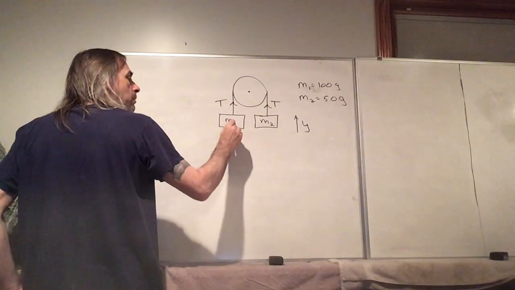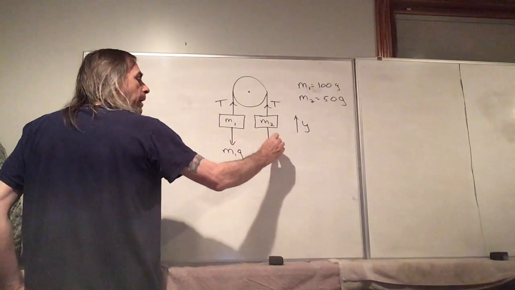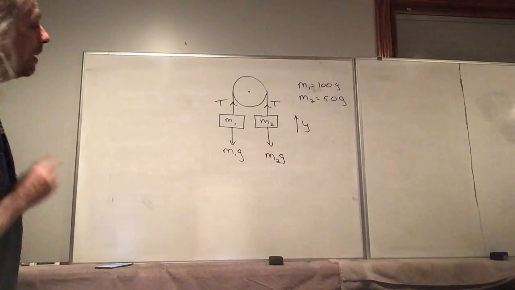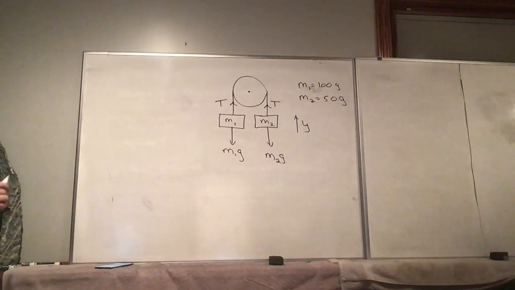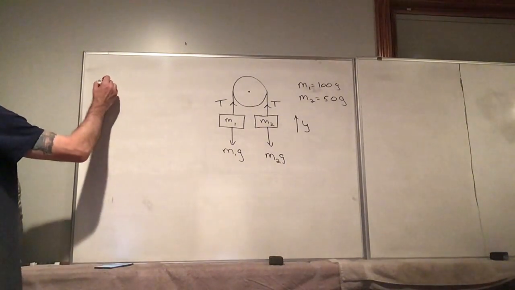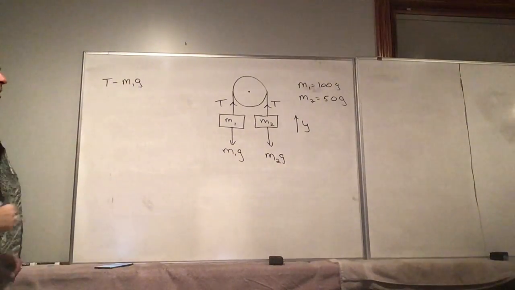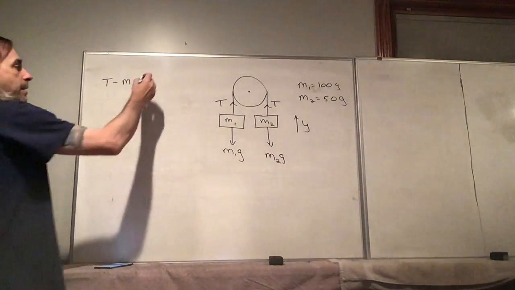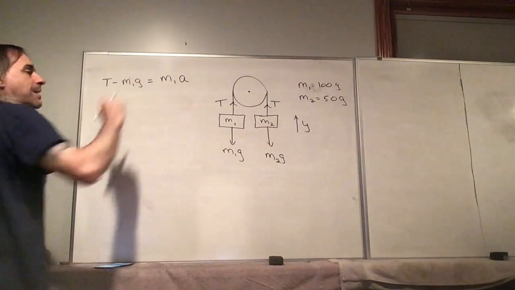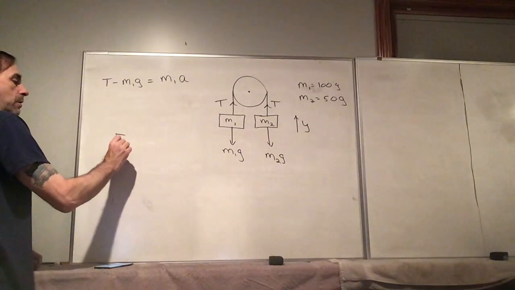We have tension and gravity. Okay, now let's look at mass 1. Up is our positive direction. So we have T minus M1G. That is our net force, and that's equal to M1A. Force is equal to mass times acceleration. Let me write down Newton's second law, actually.